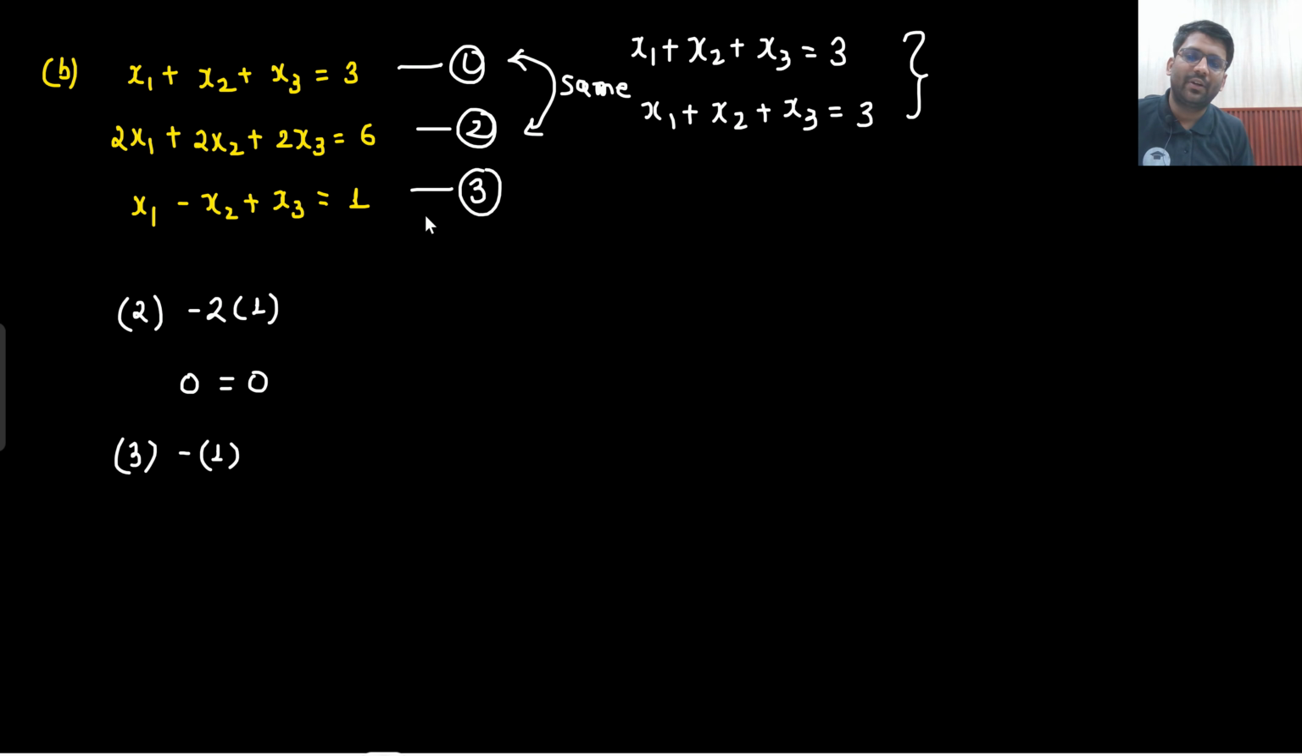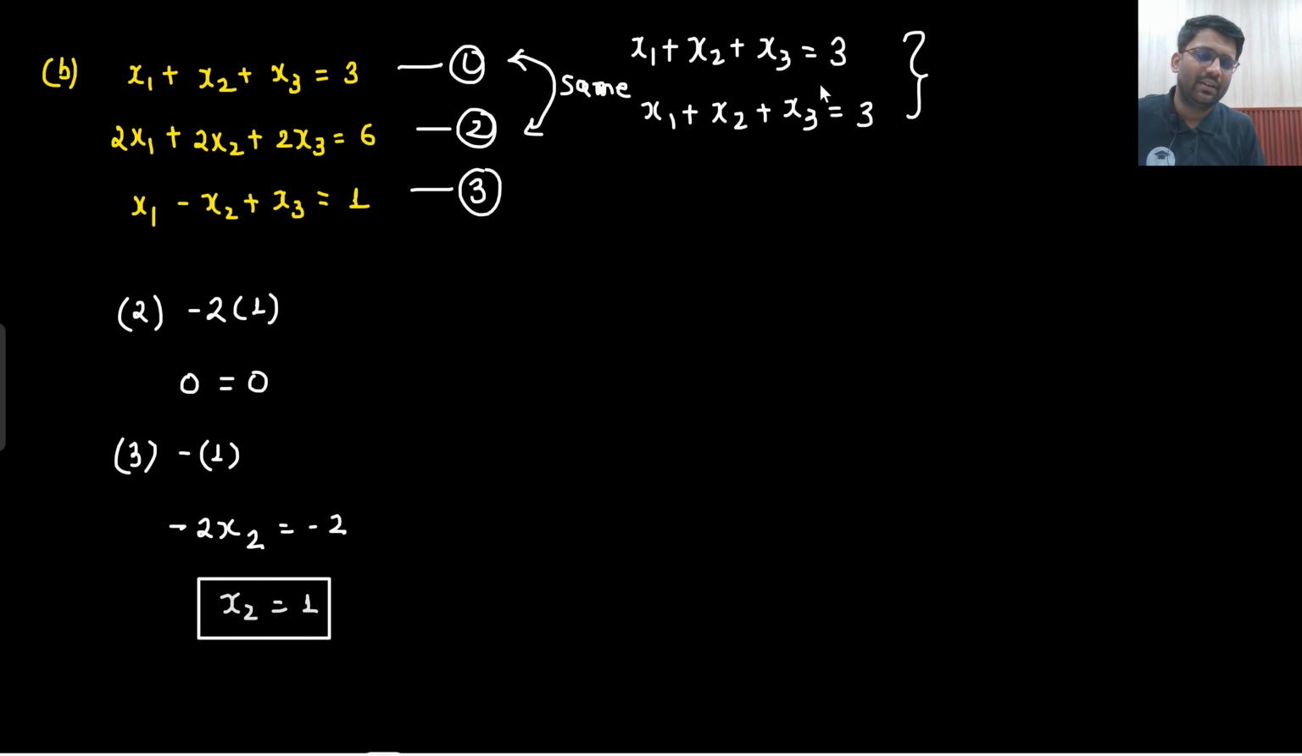So what I am doing is that from equation 3, I am subtracting equation 1. So I will get minus 2x2 equals minus 2. So x2 value I am getting as 1. I hope you know how to subtract the equation. x1 will be gone, minus x2 minus x2 will become minus 2x2, x3 will be gone, and 1 minus 3 will become minus 2. So x2 value you are getting as 1.